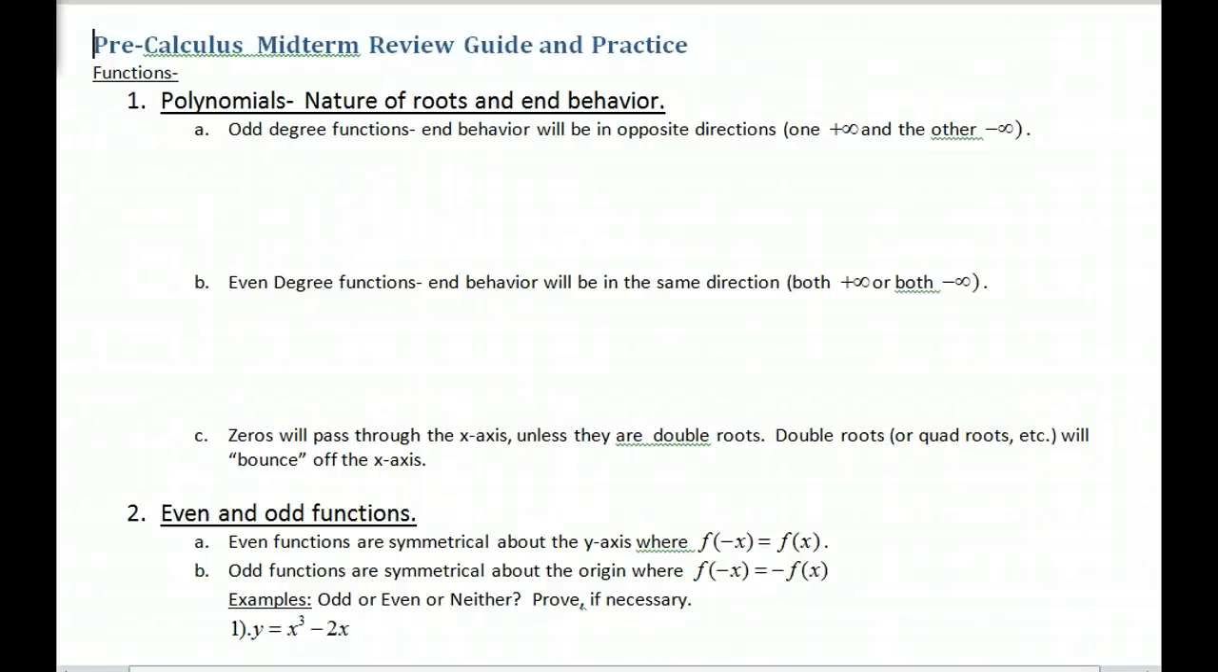Hi, this is your midterm review guide and practice. So we want to go through a few things here and try to help you out with some of the ideas that are going on. Some of it I'll have you read, but some of it I'll go through some examples too. So hopefully this will be beneficial for you to get through the study guide.